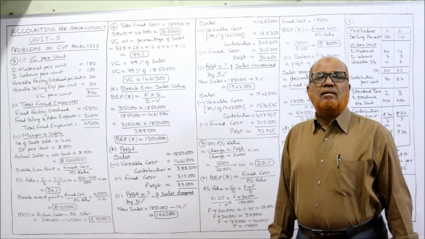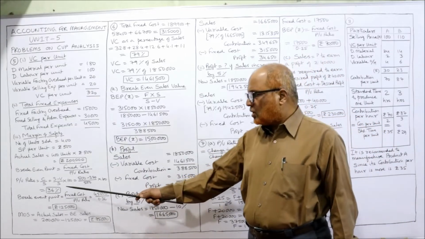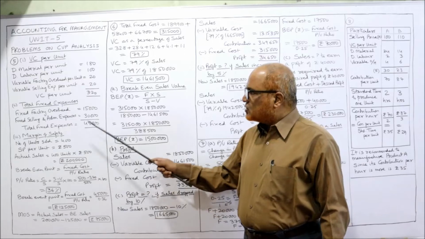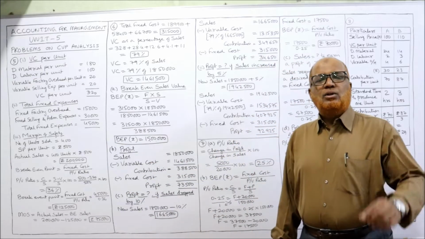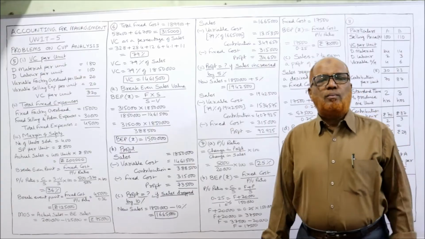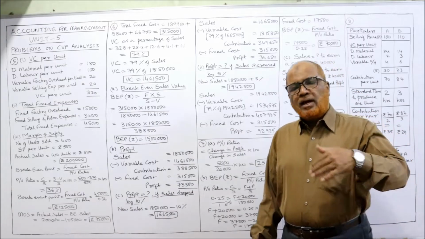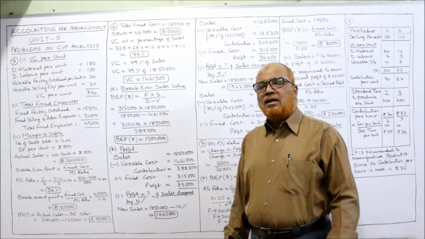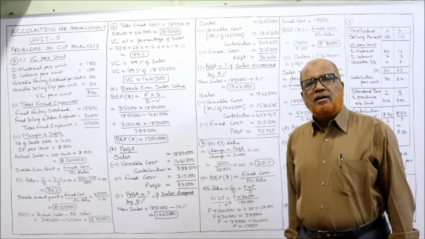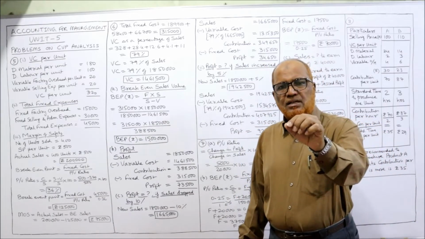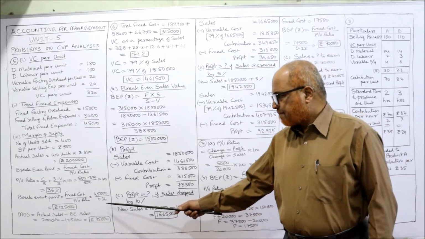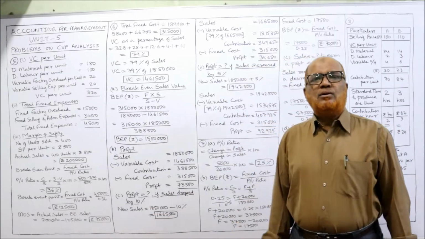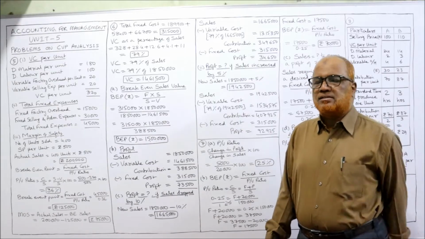Now easily we can calculate the break-even point: fixed cost by PV ratio. The fixed cost is 45,000, PV ratio is 36%. So 45,000 divided by 0.36. Remember, you can take percentage or you can take fraction. In the denominator you can write 36% or you can write 0.36. You will get the same answer. So 1,25,000 is the break-even sales.